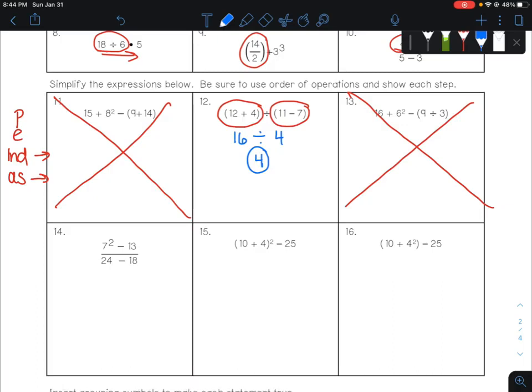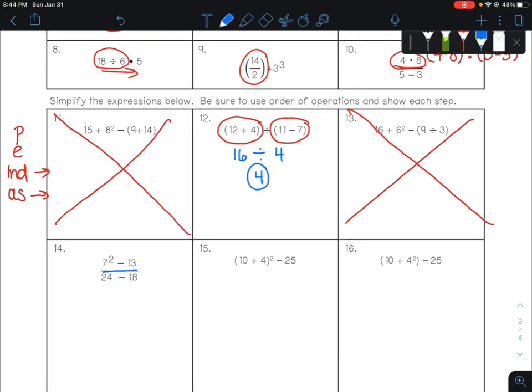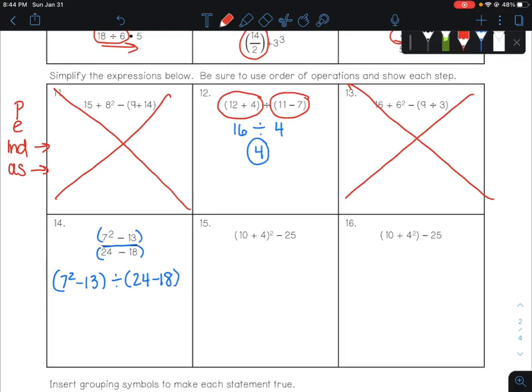For number 14, this is like number 10, where we can rewrite it. This line means division, but these are grouped if we turn it into a single line versus being the fraction. So the numerator is grouped, 7 squared minus 13, divided by the denominator, which is grouped, 24 minus 18. So now within these parentheses, it's actually a little more complicated. There's not only one operation in there.